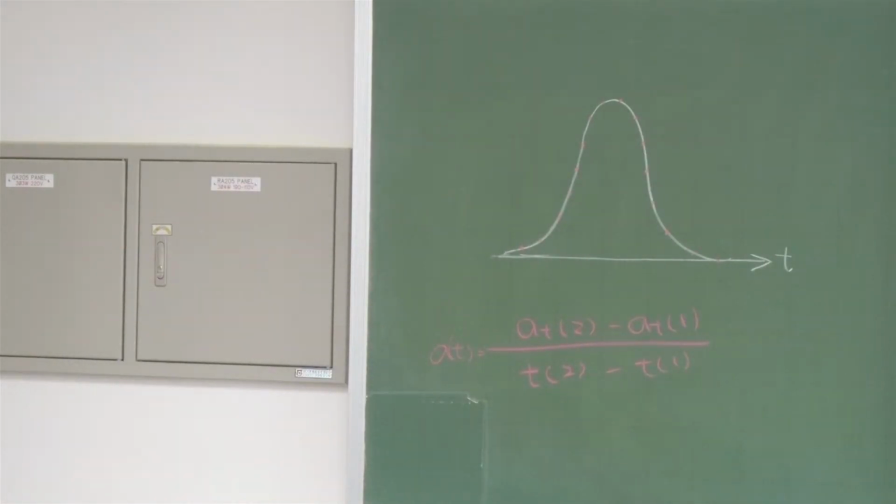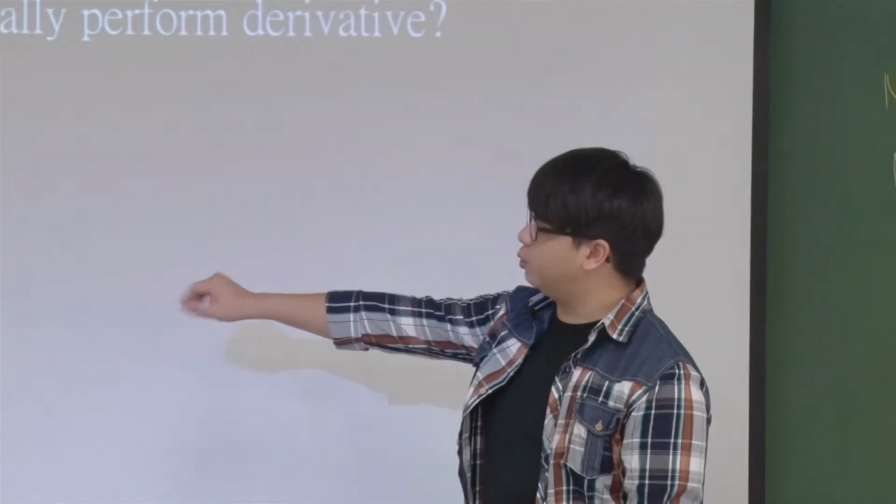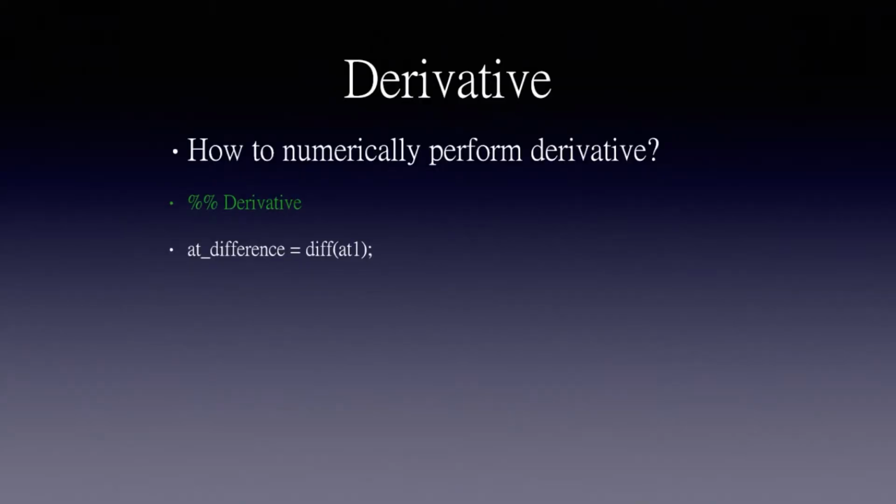But this is not derivative. This is only difference. If you want to perform derivative, you should take that value, divide by the resolution of your horizontal axis, right? T2 minus T1. So we'll generate our own resolution, T-res equal to T2 minus T1. So please put this in your code. And then you put AT deriv, which stands for derivative, is equal to AT difference divided by T-res, and then semicolon. So that is indeed derivative.